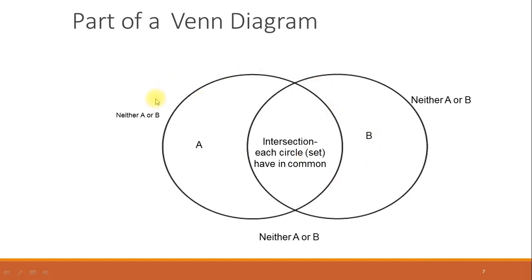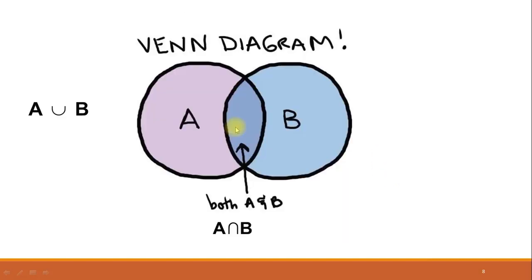This whole area represents A union B, and this area represents neither A nor B. But this whole area represents A union B. This area only represents A intersection B, and this area represents those elements of A which are not common in B, and this area represents the elements of B which are not common in A.